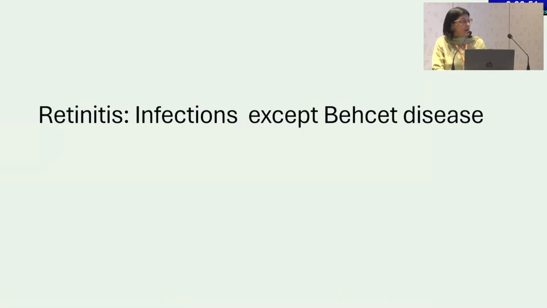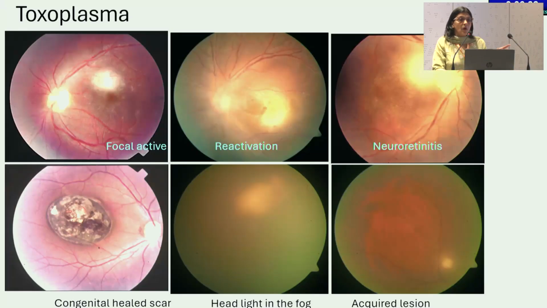So let's look at the retinitis phenotype per se. One important pointer is that when you're dealing with retinitis, it's usually an infection, except in patients with Behçet's disease. So I think here we have to differentiate. Let's look at common infections such as toxoplasma. It is very, very clear. This is usually focal, and sometimes you can see a scar adjacent to the retinitis. You can have retinitis very close to the disc, where we call it neuroretinitis. You can also see a lot of vitritis, and this is what we call the headlight in the fog appearance.